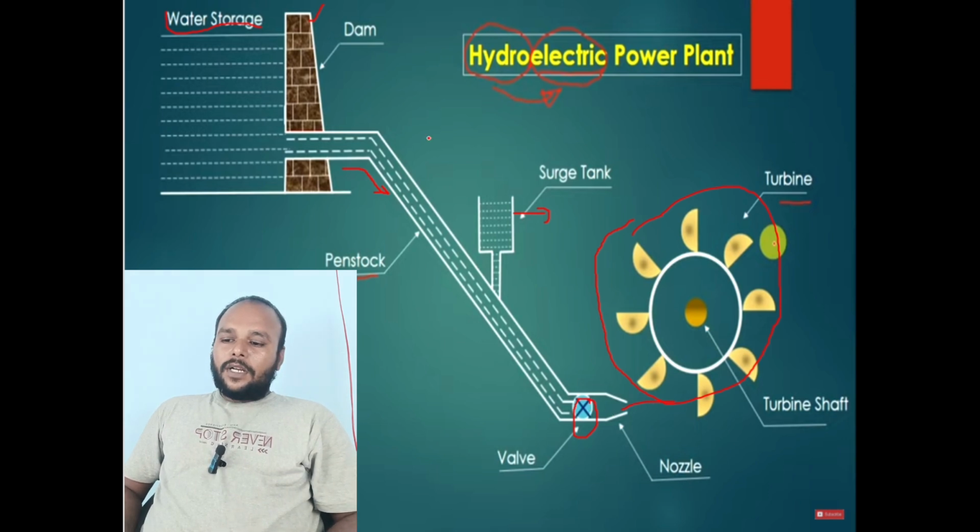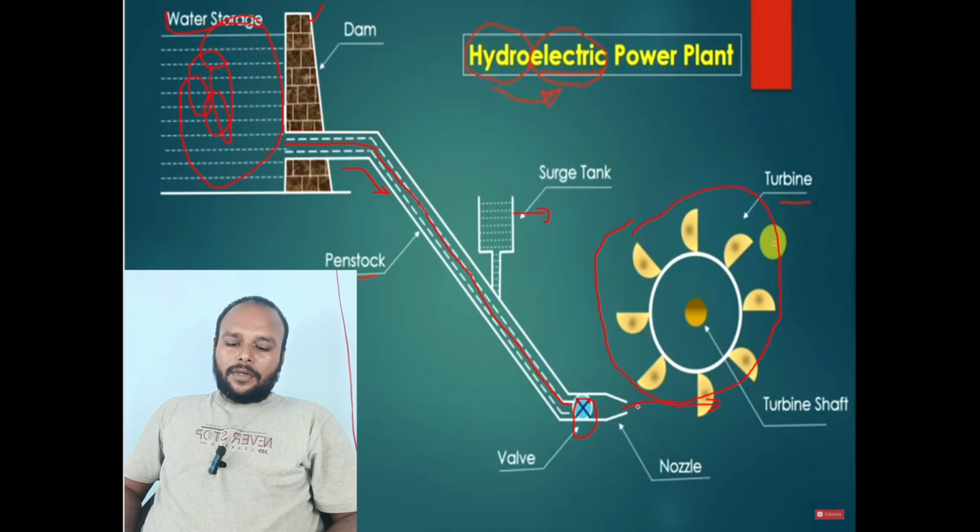Why here? See what happens. If the water is stored in the reservoir, there is an opening, which we call control gates or simply gates. If the gates are opened, the water flows from the high level to the penstock with force and speed. Then the water comes here and hits the turbine with high pressure.